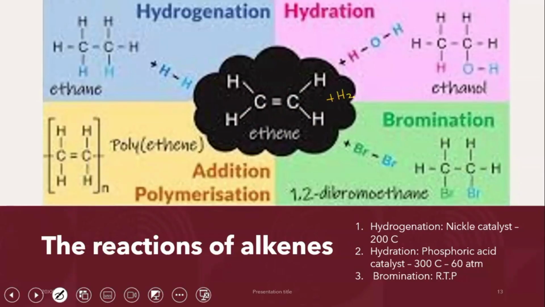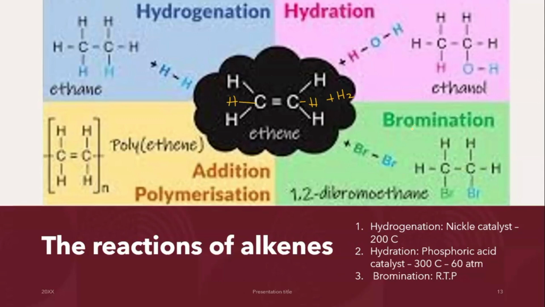The double covalent bond is going to break, and as it breaks, hydrogen atoms will be added to the carbon atoms. What is basically happening? I am taking my ethene and turning it into ethane. I'm taking an alkene and turning it into an alkane, because I just broke the double bond and now all the bonds are single covalent bonds. That's hydrogenation. The conditions for these reactions are what you need to remember. The catalyst we use is nickel and the temperature is around 200 degrees centigrade.